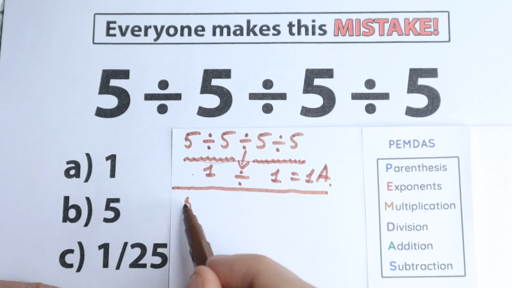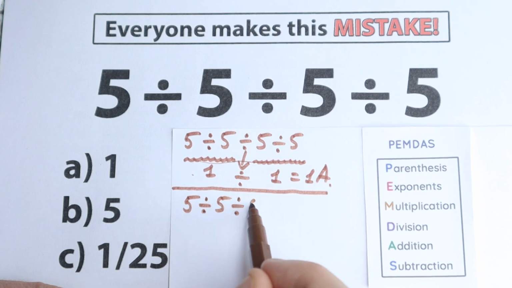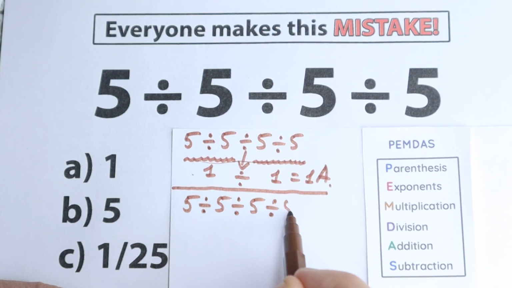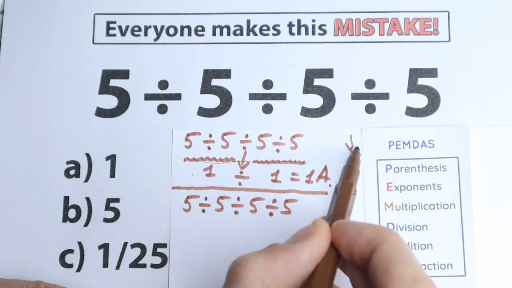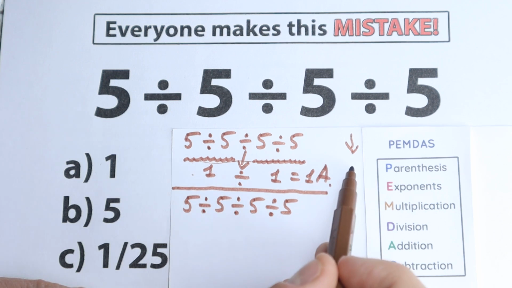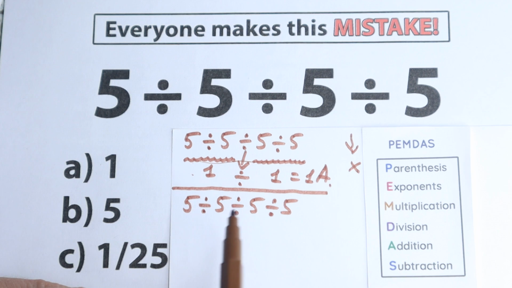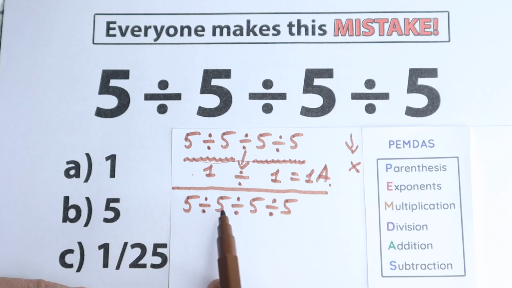So we have 5 divided by 5 divided by 5 and divided by 5. So here's our question, and right now let's solve it according to a correct order of operation. Okay, let's look at it. According to this order, it goes from the top to the bottom, and we need to look at the steps. So first step, parentheses. As you can see, we don't have any parentheses because this is a regular expression without any parentheses. So we just skip this part, which is really great.